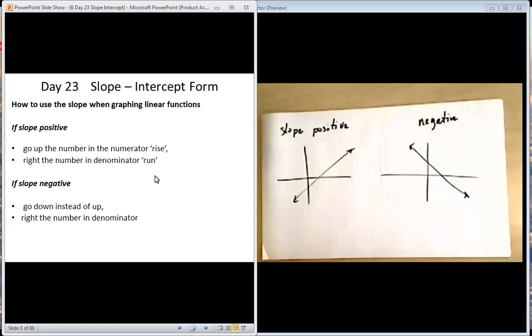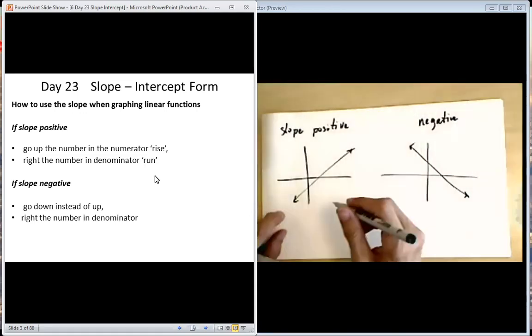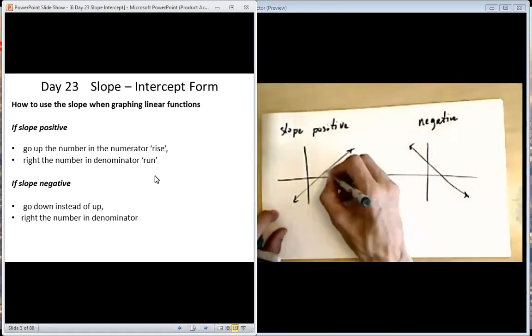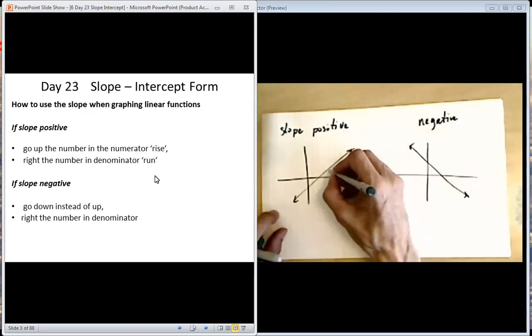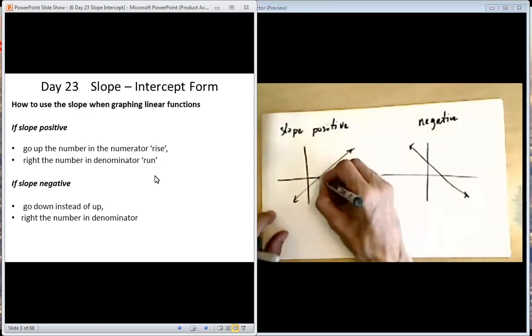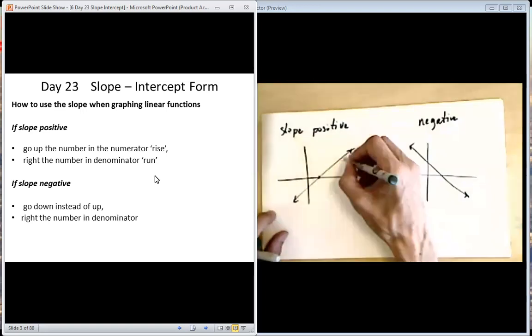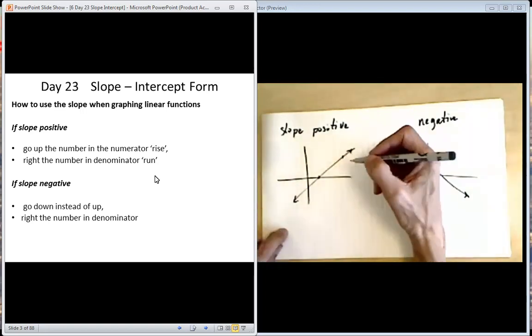Okay, so if you look at the screen, they have this thing called the rise and the run. So instead of explaining what they are with words, I'm just going to draw the picture here. Let's say we start at this point here. And we're going to go to this point.